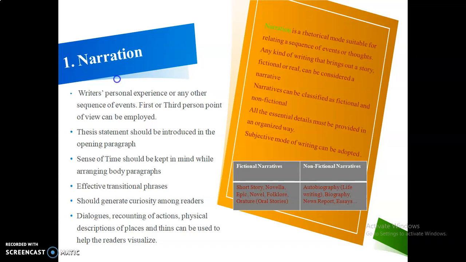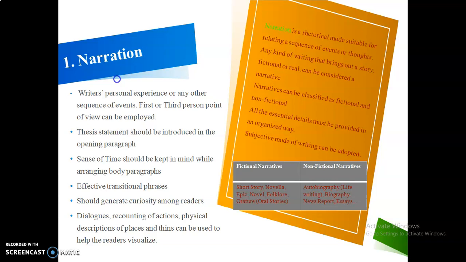should be used. Transitional phrases are phrases that are used to indicate the change from one paragraph to another paragraph or from one idea to another idea. So effective transitional phrases should be used, and we should generate curiosity among readers. Narration is a kind of storytelling, so we should generate curiosity among the readers in order to catch their attention and in order to make them read the essay completely.